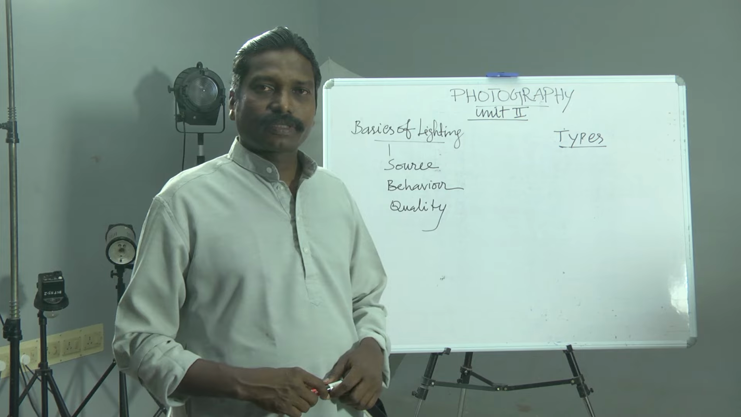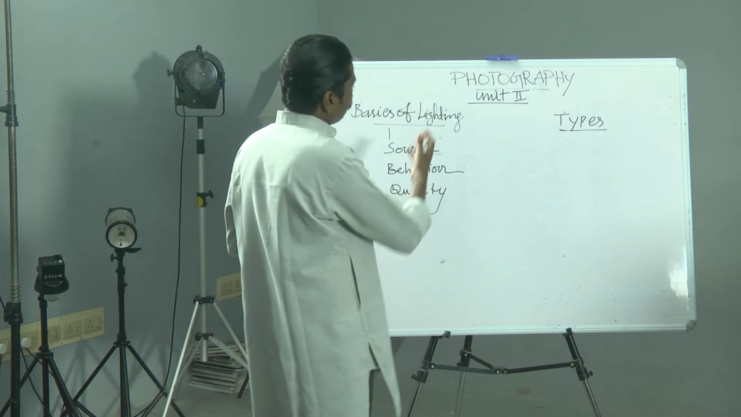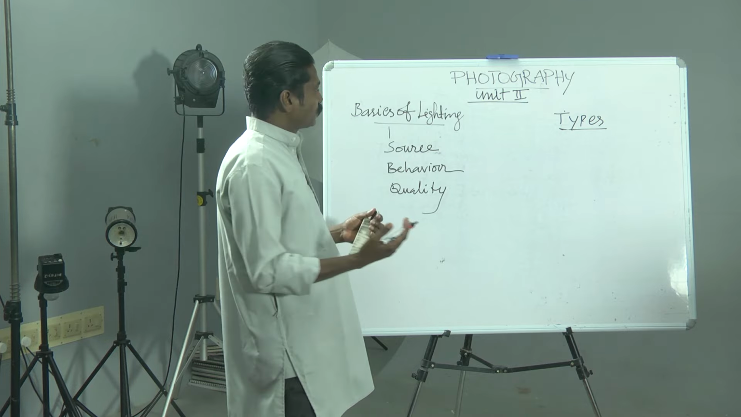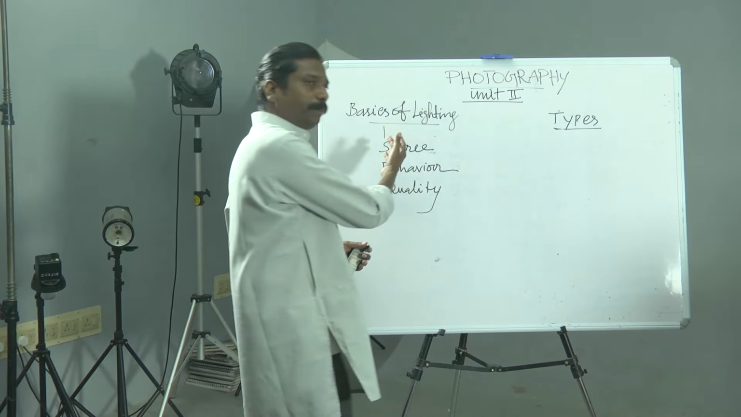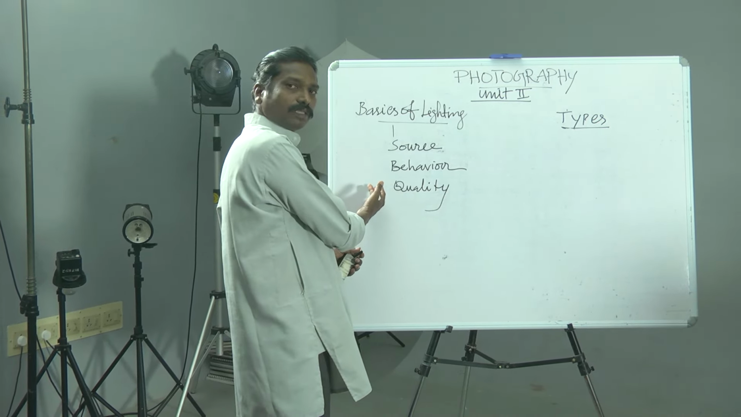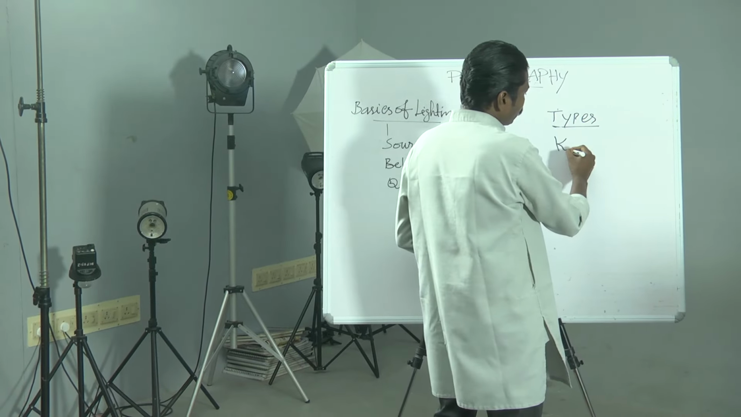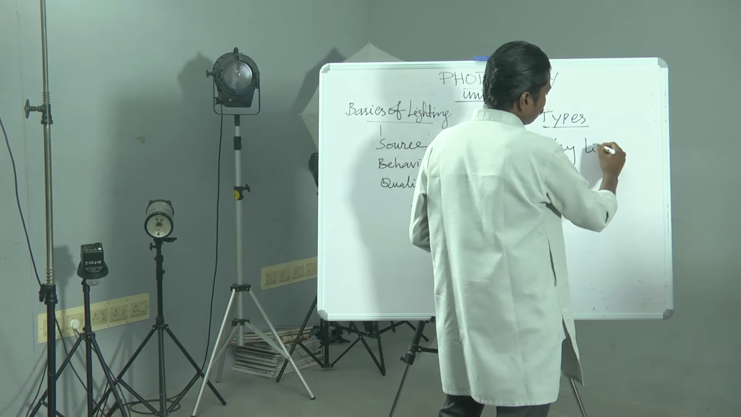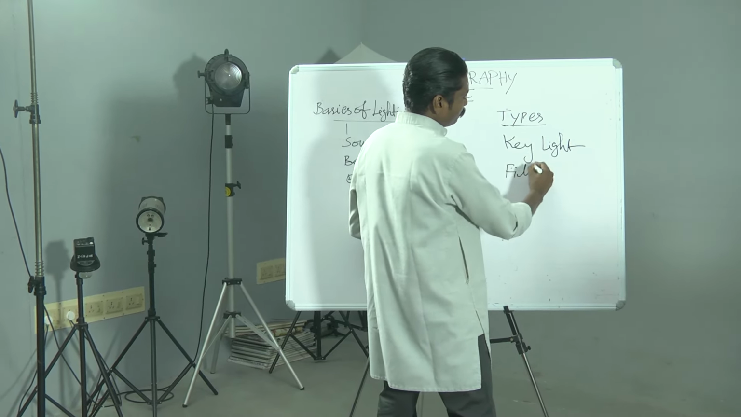Professor of visual communication. Today we are going to learn about lighting. In lighting, there are two kinds: one is the basics of lighting and the other is the types of lighting. In the basics, we should know the source, the behavior and the quality of the light. And in the types, you can see two categories: one is a key light and another one is a fill light.